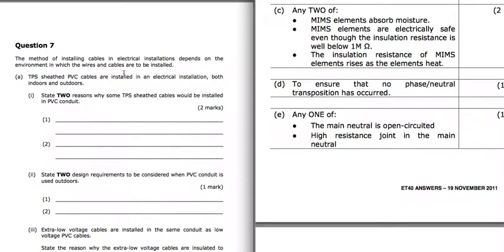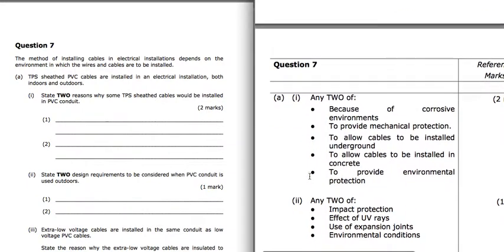Method of installing cables depends on the environment and in which the wires and cables are to be installed. TPS sheathed PVC cables are installed in electrical installation both indoors and outdoors. State two reasons why some TPS sheathed cables would be installed in PVC conduit.